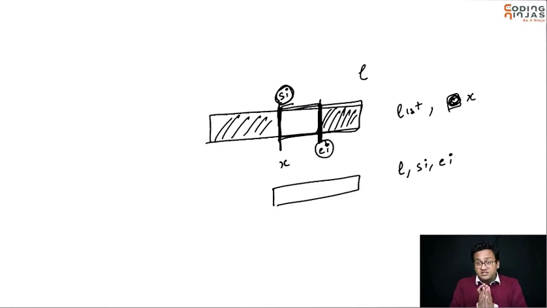So initially the search area is 0 to L minus 1, and slowly the search area will reduce. If the search area becomes empty, if there is nothing in the search area, that basically means that you could not find the element, and as long as there is something in the search area, you keep looking for your required element. Okay, so let's write code for this.